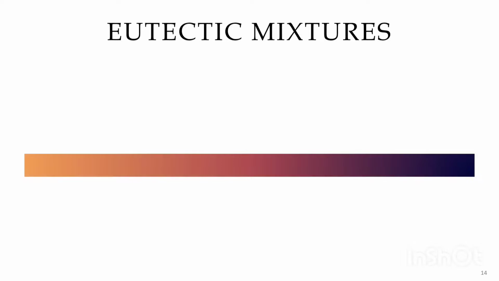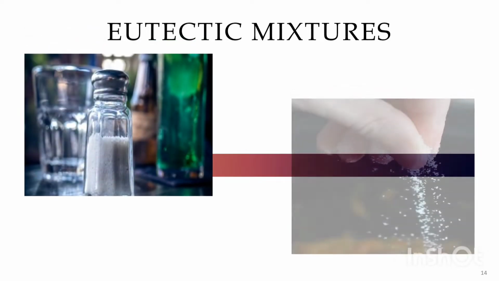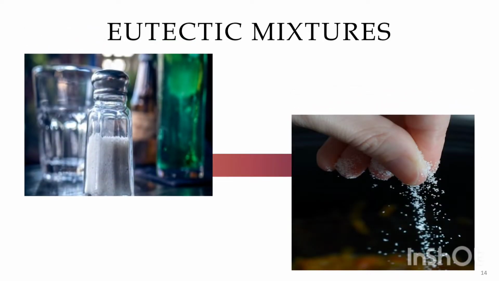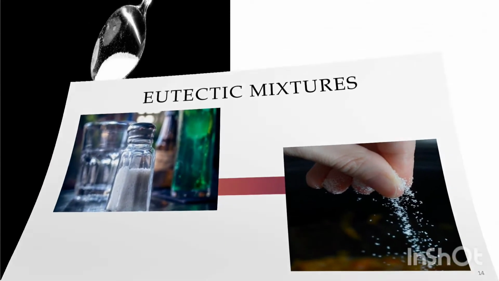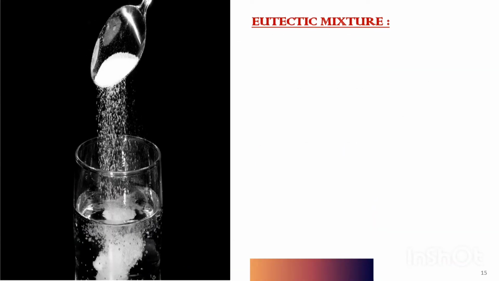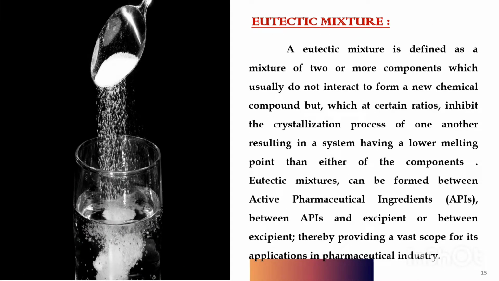Now let's see the next topic, that is eutectic mixture. So, what is the definition of a eutectic mixture? A eutectic mixture is defined as a mixture of two or more components which usually do not interact to form a new chemical compound, but which at certain ratios inhibit the crystallization process of one another, resulting in a system having lower melting point than either of the components.